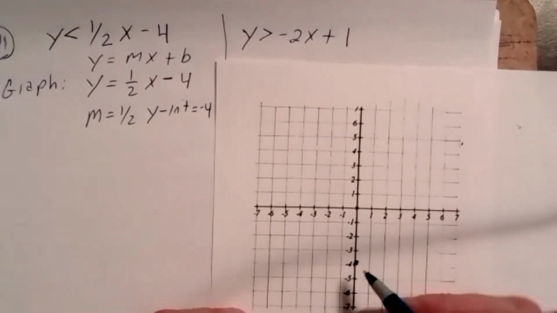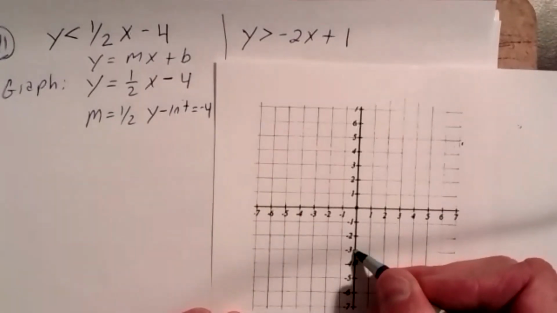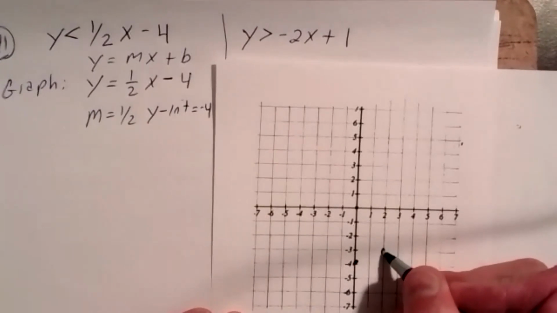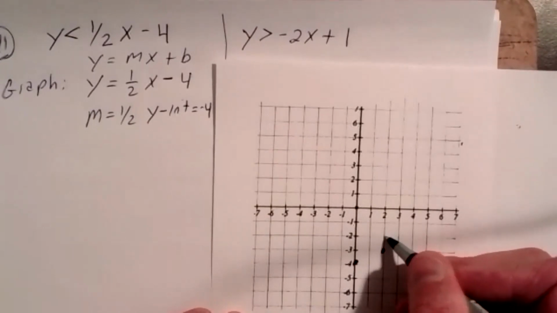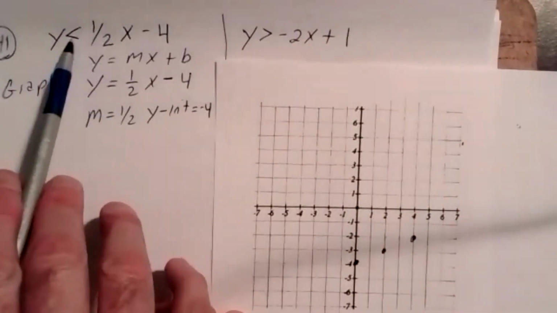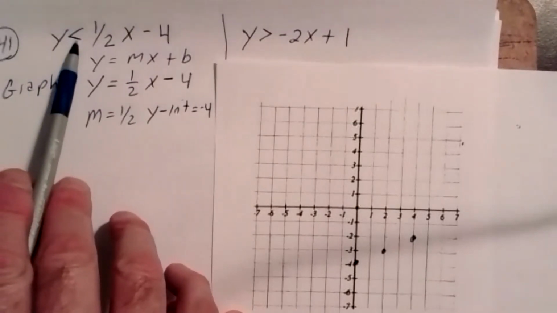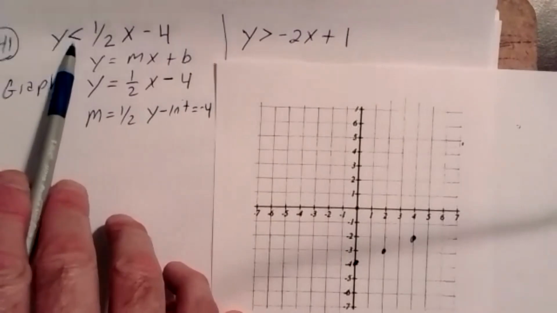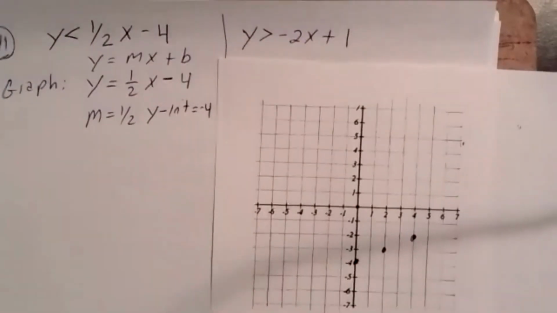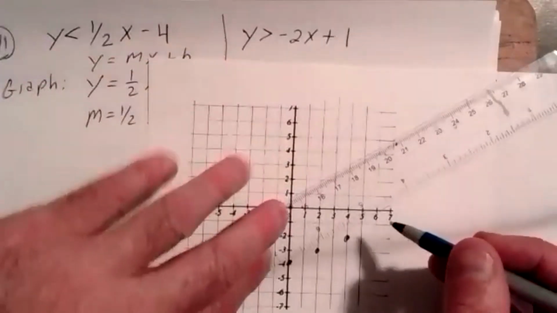Now the slope is 1/2, so a rise of 1, a run of 2. There's another point on our line. Go up again, rise of 1, run of 2, another point on our line. Do I put a solid or a dashed line through these points? We got strictly less than, so we put a dashed line through these points. We take a ruler and put a line through these points here. It's going to be a dashed line.